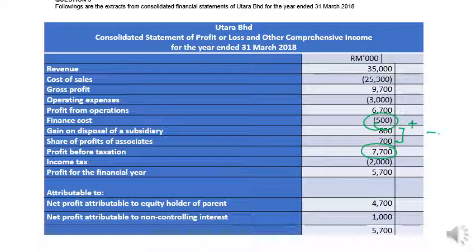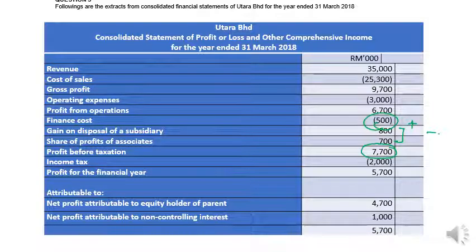Maybe we need to use another color here. The one that you need to focus on here is the finance cost. We need to add back this one. Gain on disposal of subsidiary, we have to minus. Same thing for this one. Both of these we need to minus. So the thing that you need to focus on here is the profit before tax income.